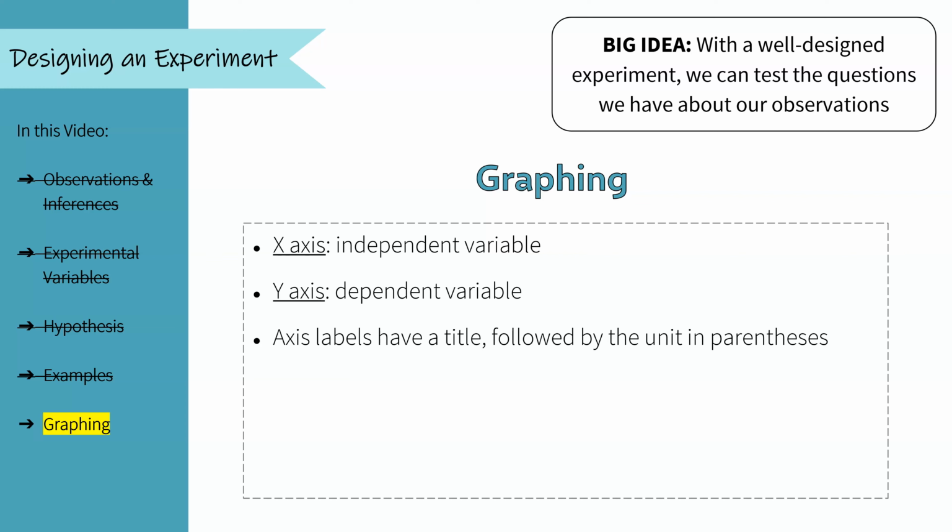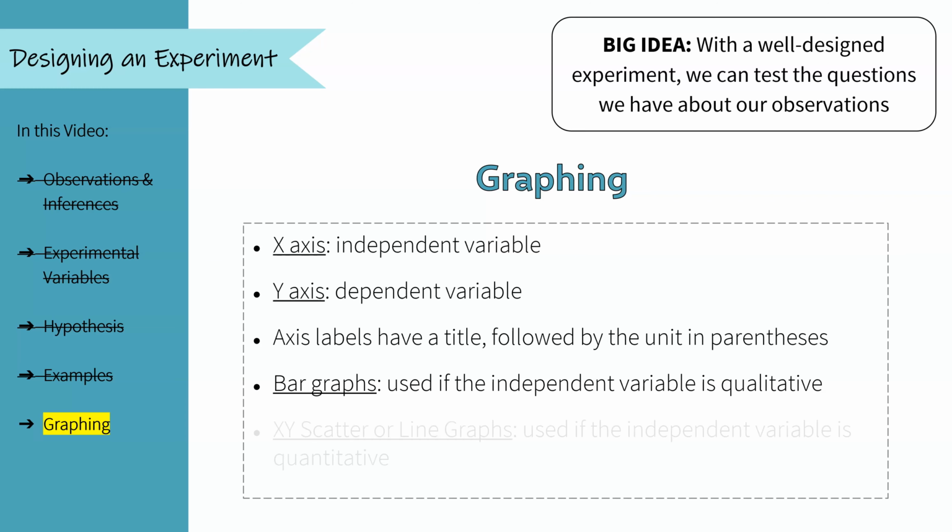In this class, we'll mostly make two kinds of graphs. The first kind is bar graphs. And we'll use these if our independent variable, the thing that we're changing, is qualitative, or words. The other kind of graph that we'll use is an XY scatter or a line graph. And we'll use these if our independent variable is quantitative, or numbers, because this way we'll be able to plot points, because we'll have two sets of variables, independent and dependent, that are both numbers. So let's look at this in action for our two examples.